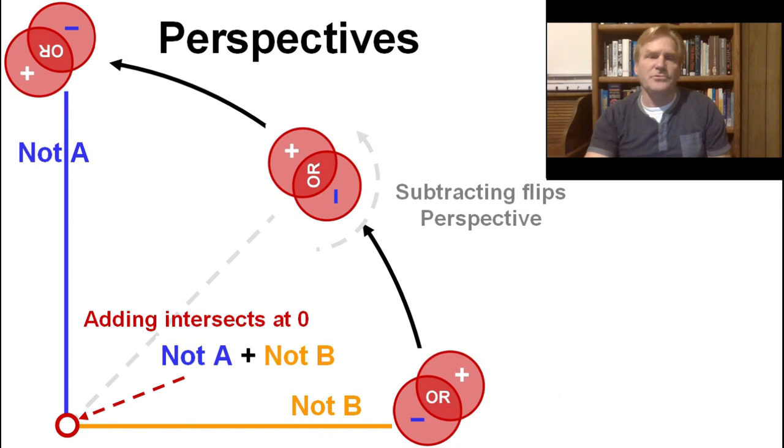Let's say we have two perspectives. The first is not A, and the other is not B. Where they intersect, they cancel. Adding them creates a null intersection. To combine them, we have to shift perspectives. The one shifting perspective inverts. Negative inverts the perspective. It makes their sign agree, so they combine.